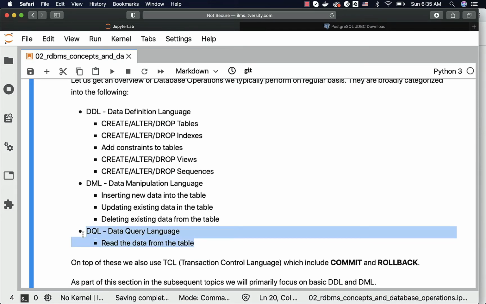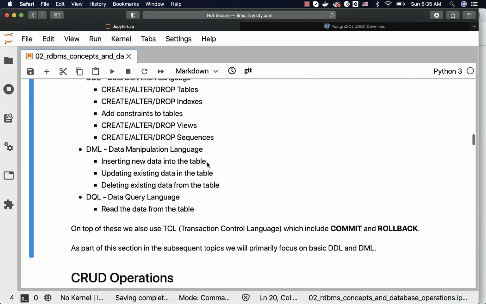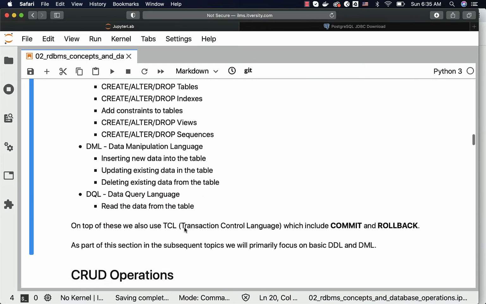However, having the knowledge of DML and DDL facilitates them for creating the tables and generating test data for their purposes to validate their queries, and hence having a level of knowledge with respect to even DDL, DML for stakeholders like testers, business analysts is very important. That being said, on top of this, we also use something called TCL. TCL stands for Transaction Control Language. It includes commit and rollback. It's a very small topic and we will be covering it at a later point in time.